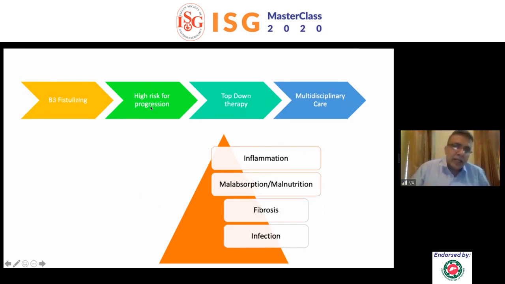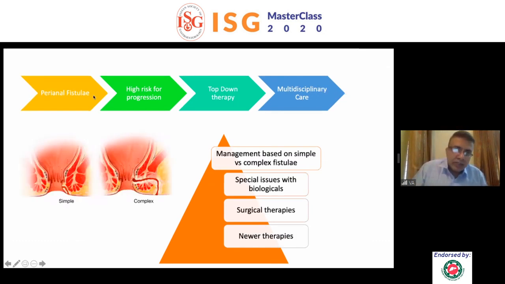B3 fistulizing, again, high risk for progression, top-down therapy, multidisciplinary care. Here, inflammation, fibrosis, malabsorption, and another very important component, infection. If you forget about infection, you will not treat the patient. Perianal fistula, high risk for progression. Top-down therapy, multidisciplinary care. Here, divide patients into simple and complex fistula. Special issue with biologics and more time required, probably higher dose required. Go in for surgical therapy, seton and antibiotics are very, very much required.